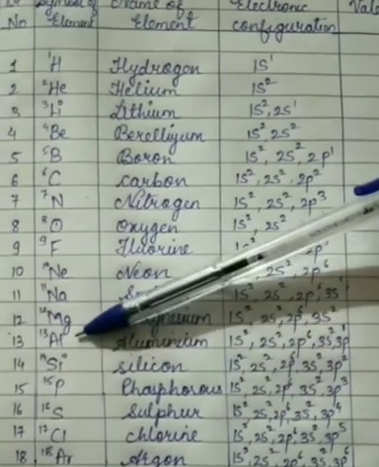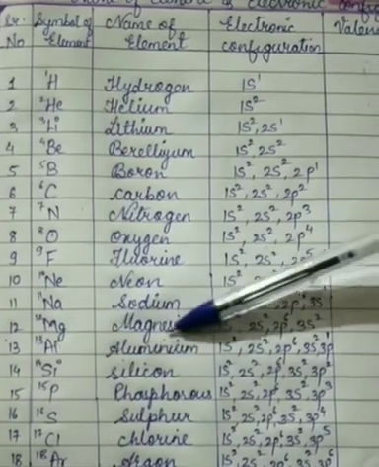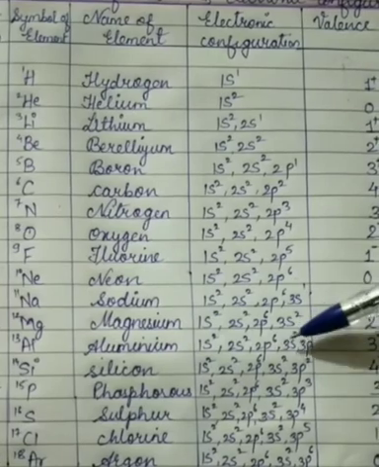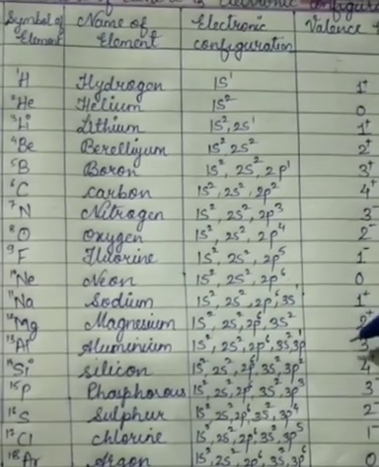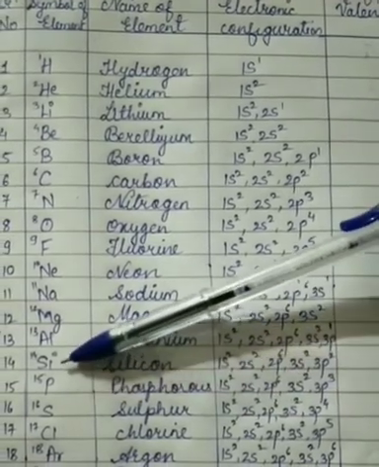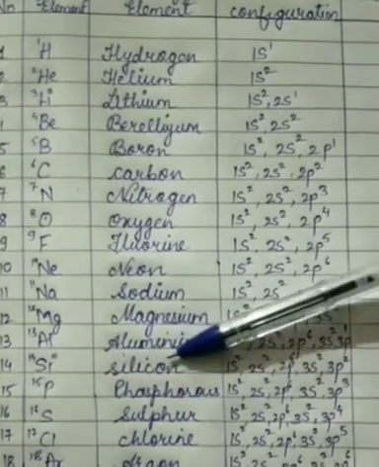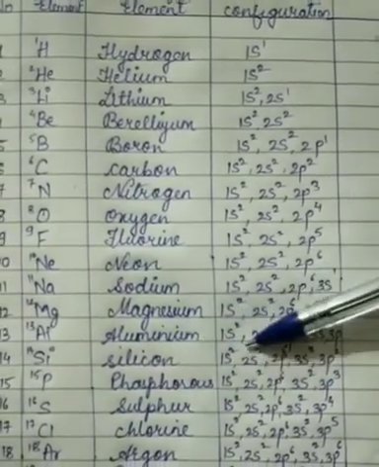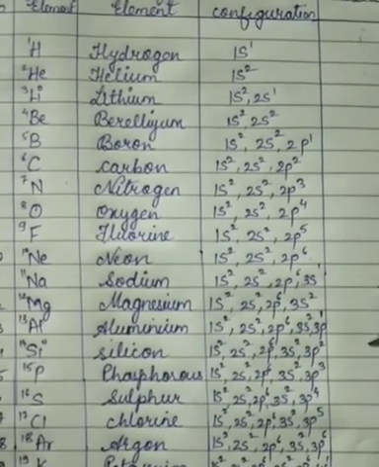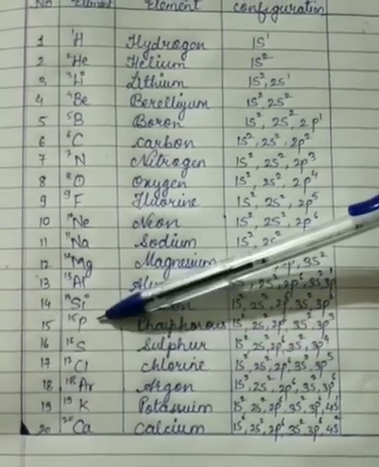Then aluminium has atomic number 13, the symbol is Al, and the electronic configuration is 1s2 2s2 2p6 3s2 3p1, and the valence electron is 3+. Then 14th number is silicon, with atomic number 14, and the electronic configuration is 1s2 2s2 2p6 3s2 3p2, and the valence electron is 4+. Next comes 15, that is phosphorus.